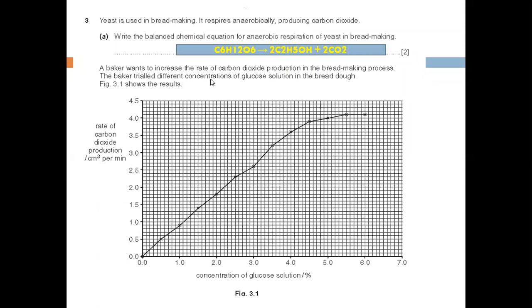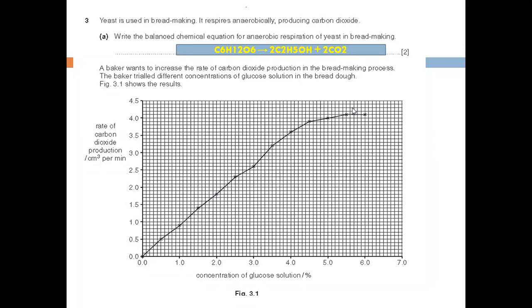A baker wants to increase the rate of carbon dioxide production in the bread making process. The baker trials different concentrations of glucose solution in the bread dough. Figure 3.1 shows the result. What he's doing is increasing the concentration of glucose. The rate of carbon dioxide production is increasing because there is more substrate, more glucose for that anaerobic respiration and more carbon dioxide releasing. At the initial stage the graph goes very steeply and gradually it reaches constant.